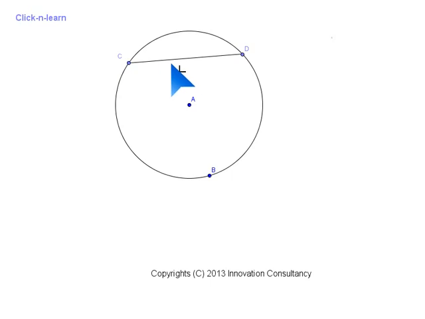Now this chord here, CD, divides the circle into the two arcs. This arc here and this arc here. And this arc here is said to be 100 degrees greater than the smaller arc. What is the measure of the major arc? Pause the video and do the exercise.